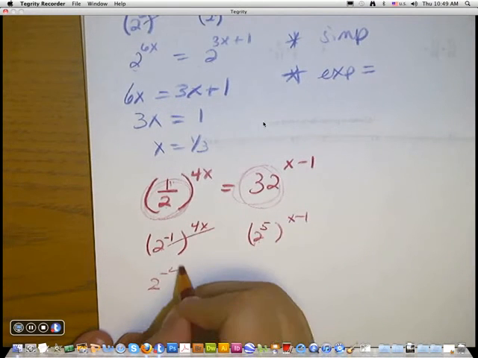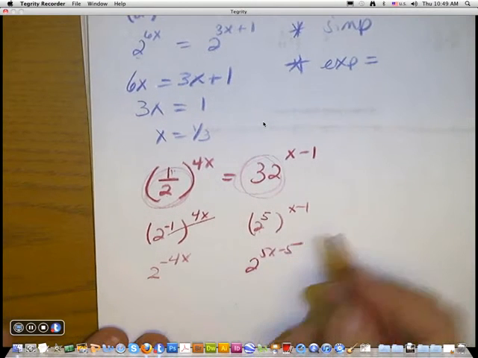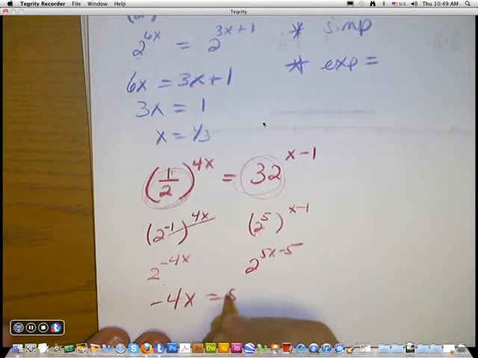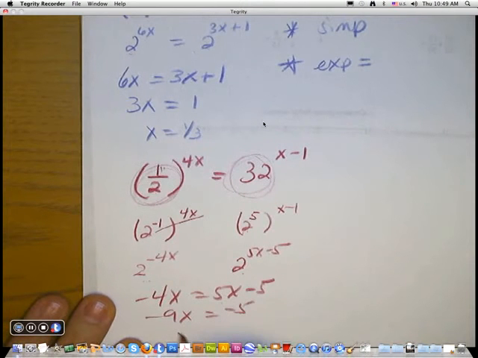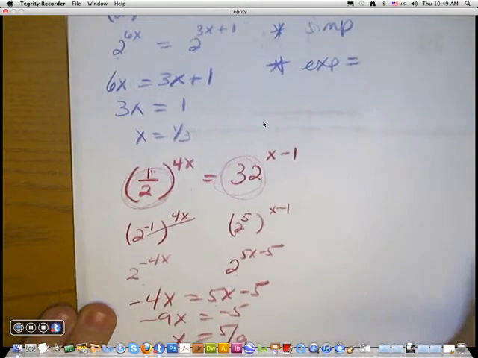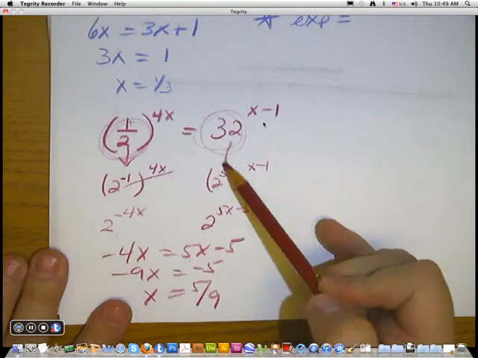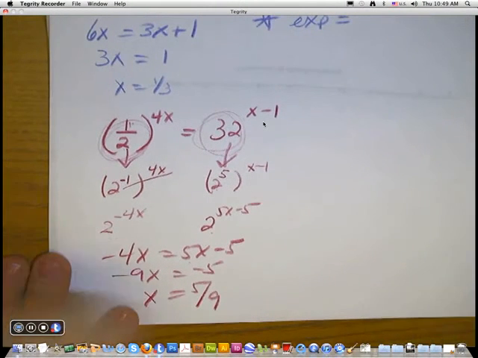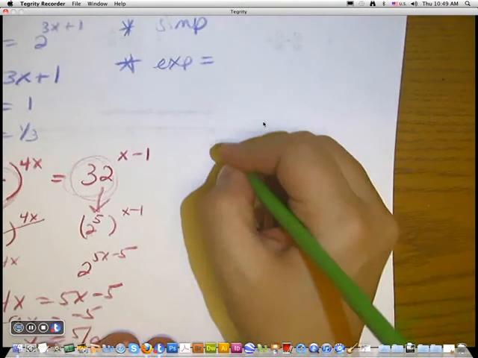Simplify your exponents if necessary. Now that the bases are equal, so are the exponents. And solve. But the key part is getting those bases alike. Once the bases are alike, then we get to move forward. So let's try one more of those.